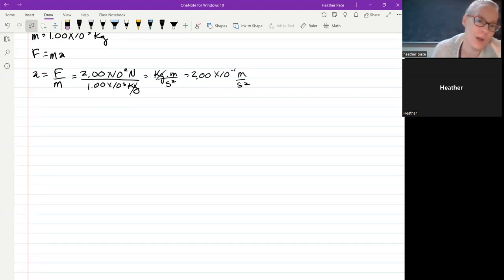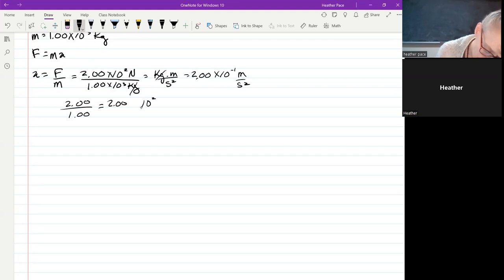So the 2.00, the 3, 1.0 here. Take those out and we get 2.00 divided by 1.00. Do the math there. So 2 over 1 equals 2, obviously. And then do the math of the tens. We have 10 squared over 10 to the 3, but 10 to the 3 in the denominator is really just 10 to the negative 3 in the numerator. So this is really 10 squared times 10 to the negative 3.